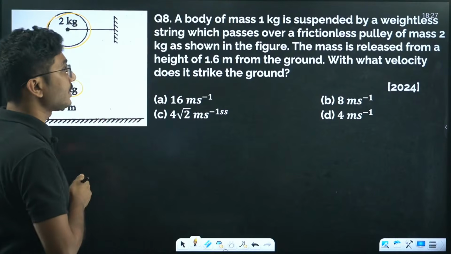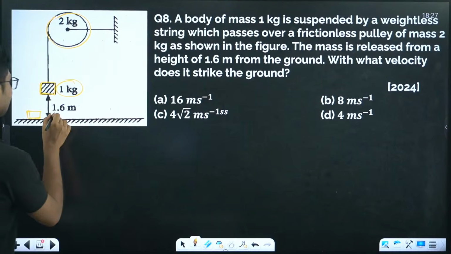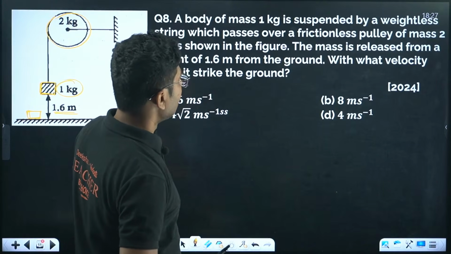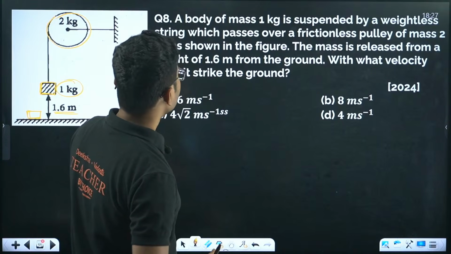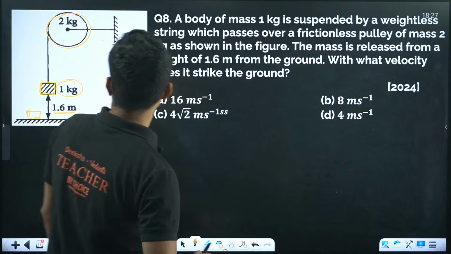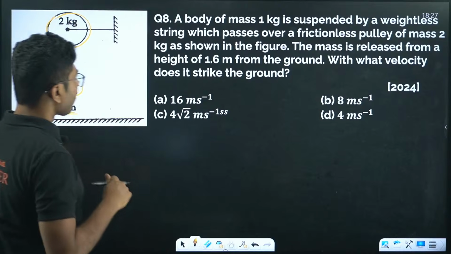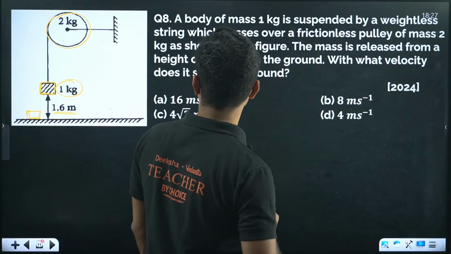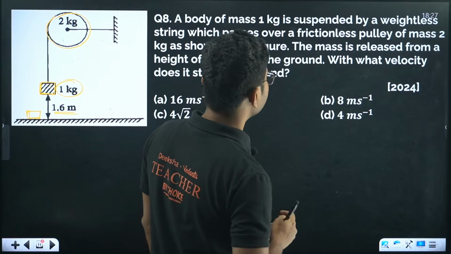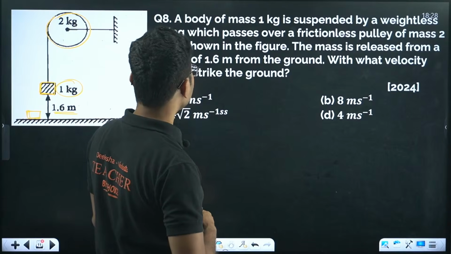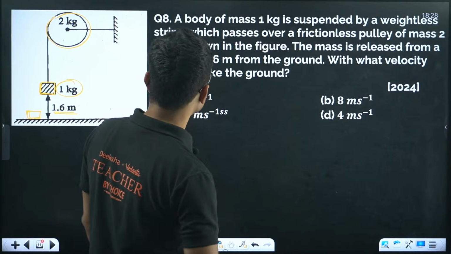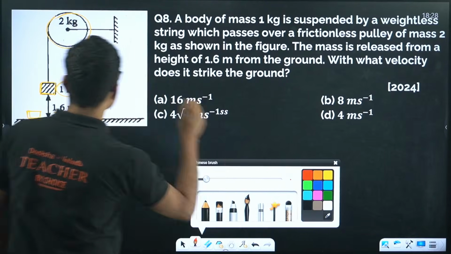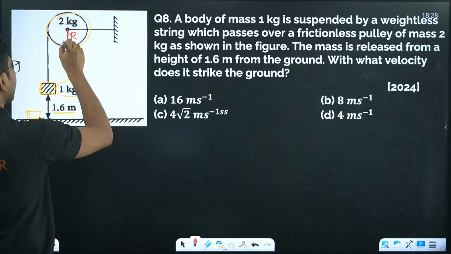Now in this question this height is given as 1.6 meter. I think the radius of the pulley should also be given somewhere. Suspended mass 2 kg as shown in the figure. The mass is released from a height of 1.6 meter from the ground. What velocity does it strike the ground with? Let's see anyway, I think the radius will cancel anyway. Suppose the radius of this wheel is capital R.